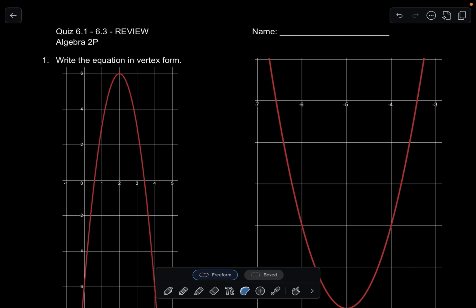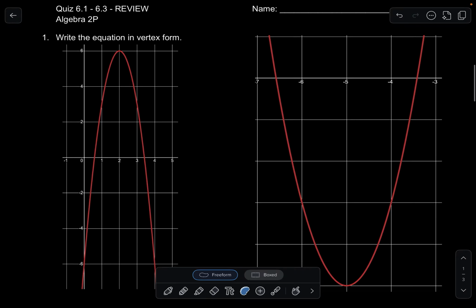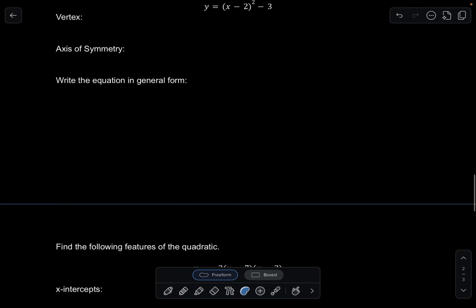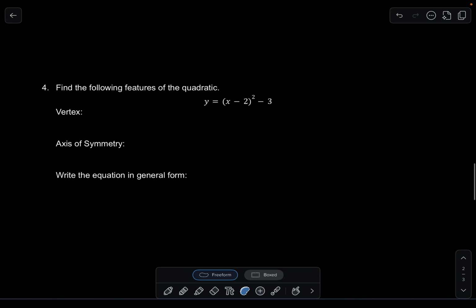This is Mr. Eggleston, and this is quiz 6.1 through 6.3 review for Algebra 2. This is basically what your quiz is going to look like, but there's pretty much double the problems. I think there's a total of roughly 5 questions and with different parts.